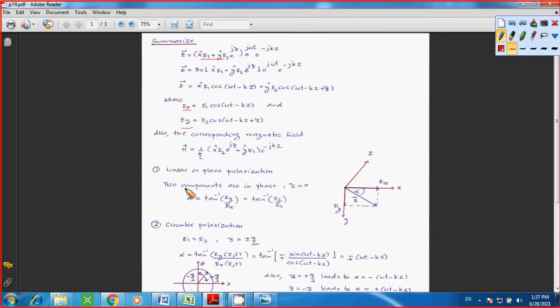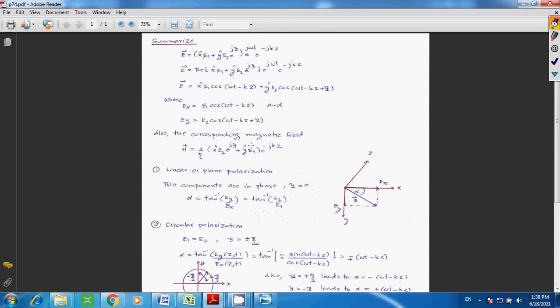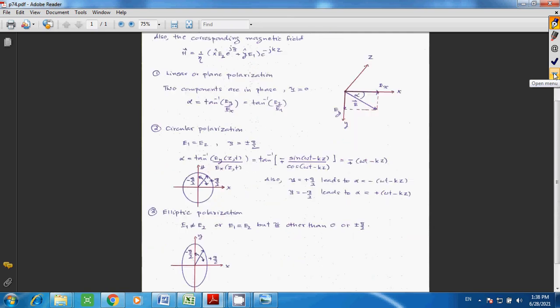if the two components of the fields are in phase, or psi equal to 0, you will get a linear polarization where your alpha equal to arctan EY over EX, or arctan E2 over E1. That's the condition for linear polarization, or sometimes they call it plane polarization.